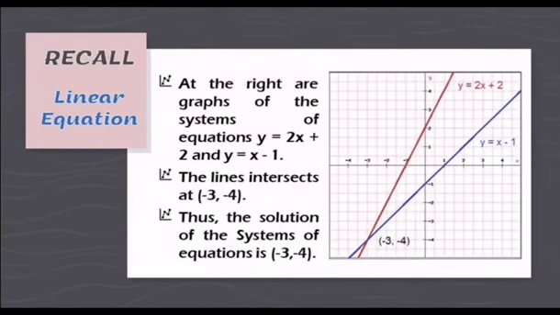At the right are graphs of the systems of equations y = 2x + 2, which is the red line, and y = x - 1, which is the blue line. The lines intersect at (-3, -4), located in the third quadrant. Thus, the solution of systems of equations is (-3, -4).